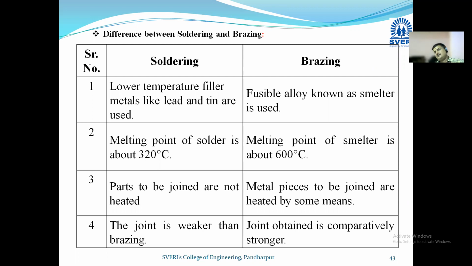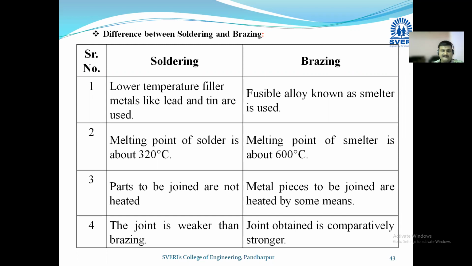As the amount of lead in the solder is increased, its strength is also going to be increased. And in case of the brazing, instead of low temperature filler metal, means solder, spelter is used. That word is a spelter I had given. I think it is a smelter.